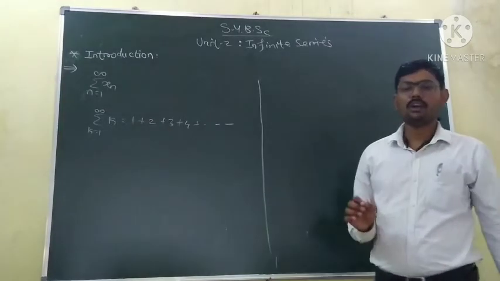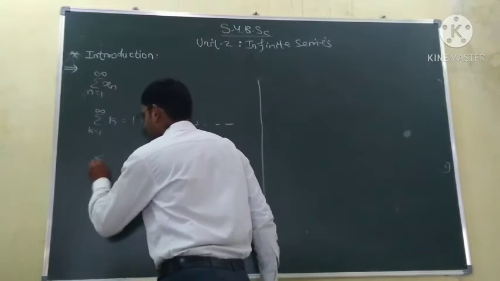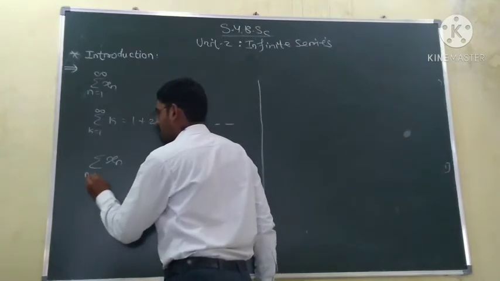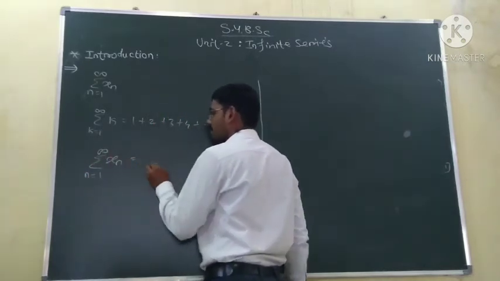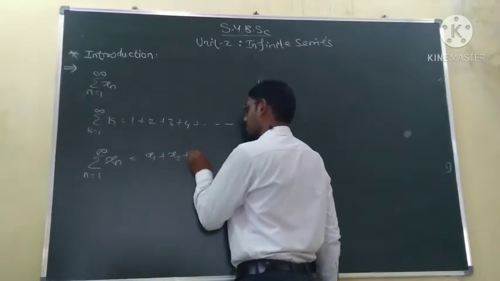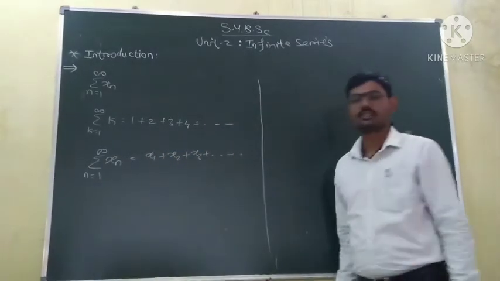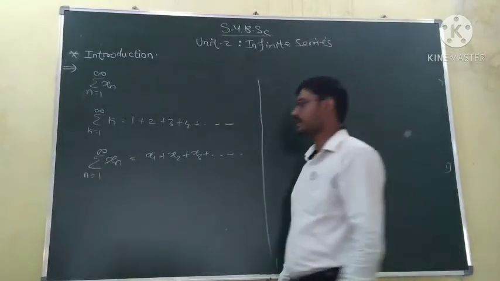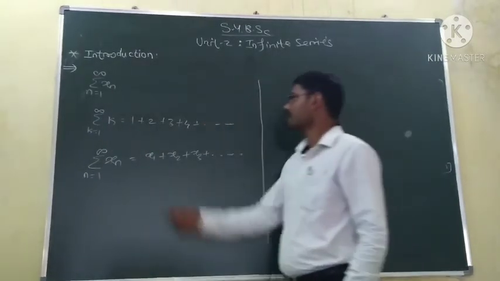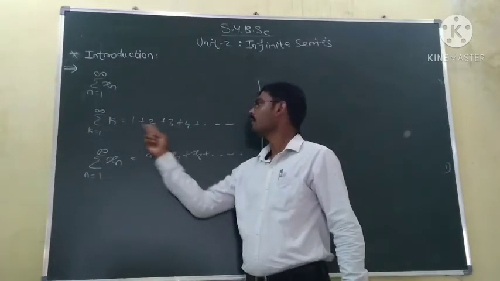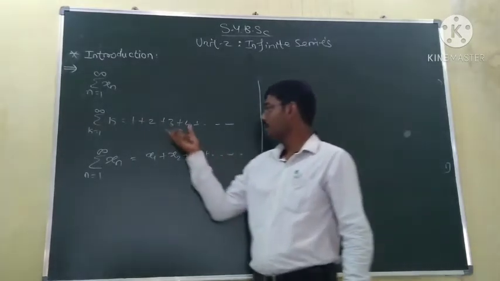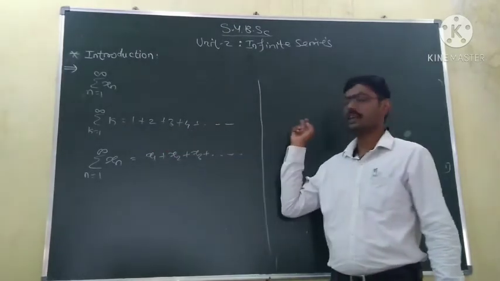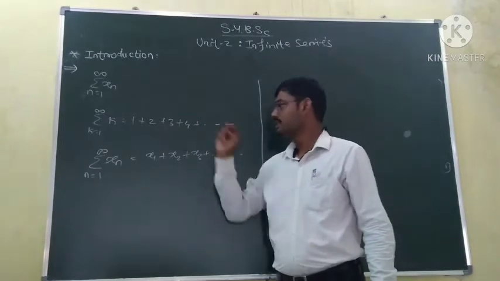So the general definition of infinite series: the notation is the sum of xn, where n is from 1 to infinity, which is like x1 plus x2 plus x3 and so on. This is called infinite series. For example, the sum of all natural numbers. If we take the sum of the first n natural numbers, then the series will be a finite series. But we are taking the sum of all natural numbers, and all natural numbers are infinite, so the series is infinite.